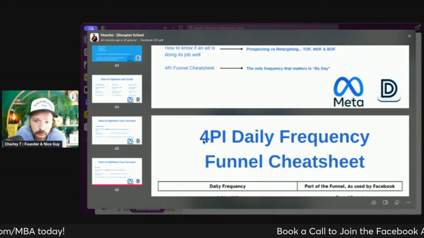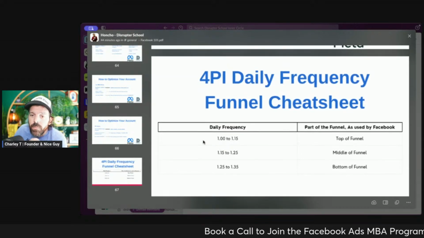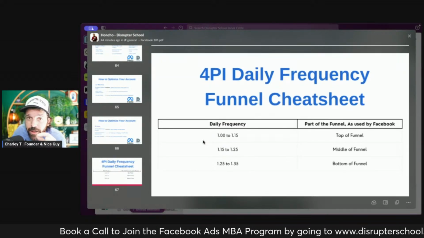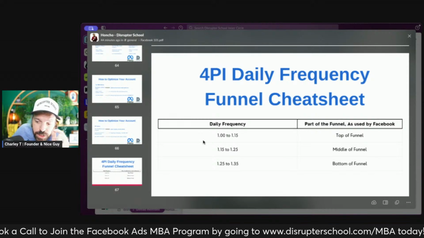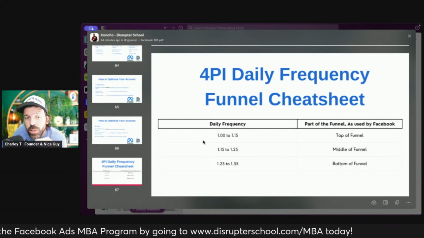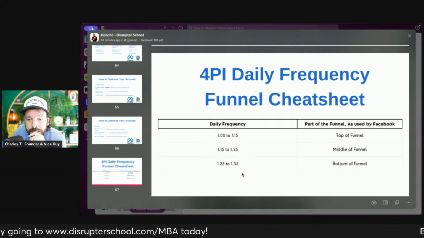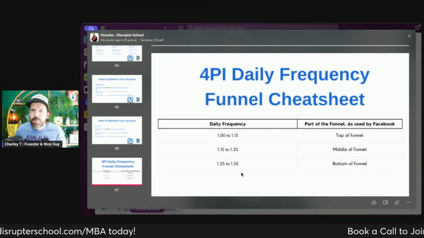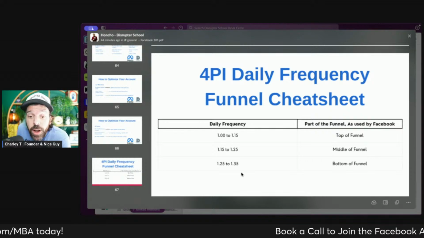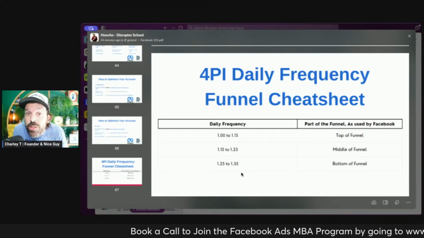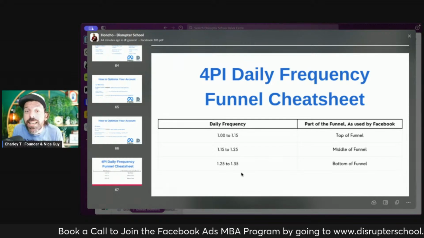And so let's get into this quick little cheat sheet, because I want you to have it. Here you go. Boom. What this means is 1.15 on a daily frequency means 15% of people are seeing your ad more than once a day. That's what daily frequency means. You might say, well, I'm targeting broad. I don't have retargeting ads. Yeah, if your daily frequency is a 1.5, 50% of people are being retargeted with your ad by Facebook, even in that broad audience, every single day.